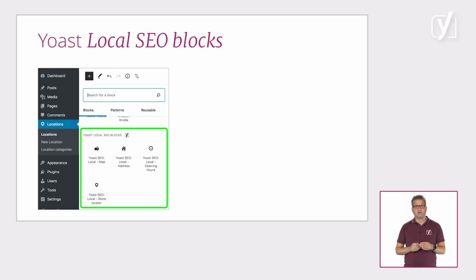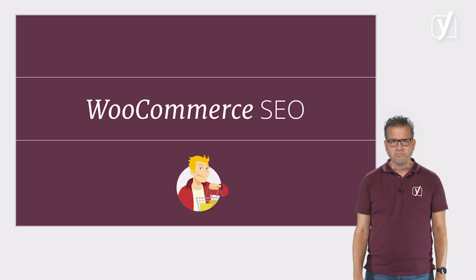The local SEO plugin also comes with extra Yoast structured data blocks. We have a map, store locator, opening hours, and address block. All these blocks automatically add schema to your posts and pages. So search engines will know for sure what your content is about and how it relates to your business.